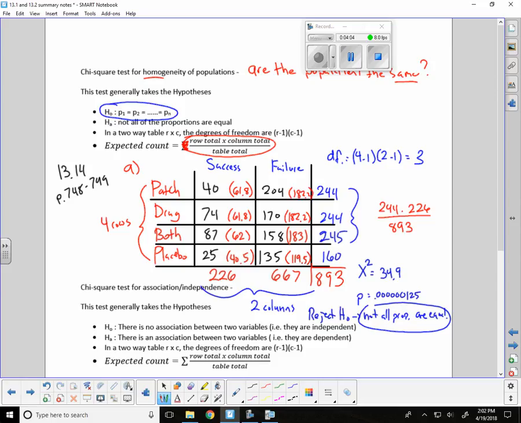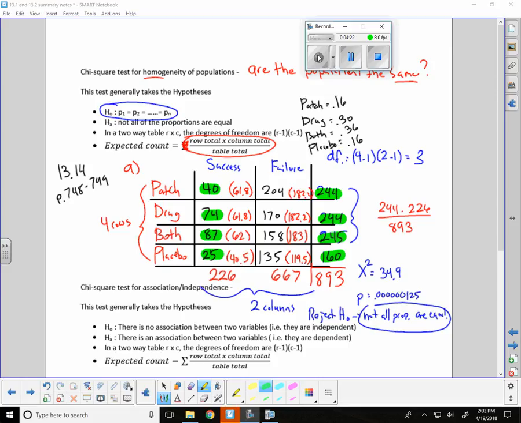So we haven't done that, but for example, we could take the proportion of successes 40 divided by 244, 74 over 244, and we could examine those proportions to see. Let's take a moment. I'll pause while we do that. So as we finish, this test doesn't tell us which one's more effective. It just tells us that they're different.